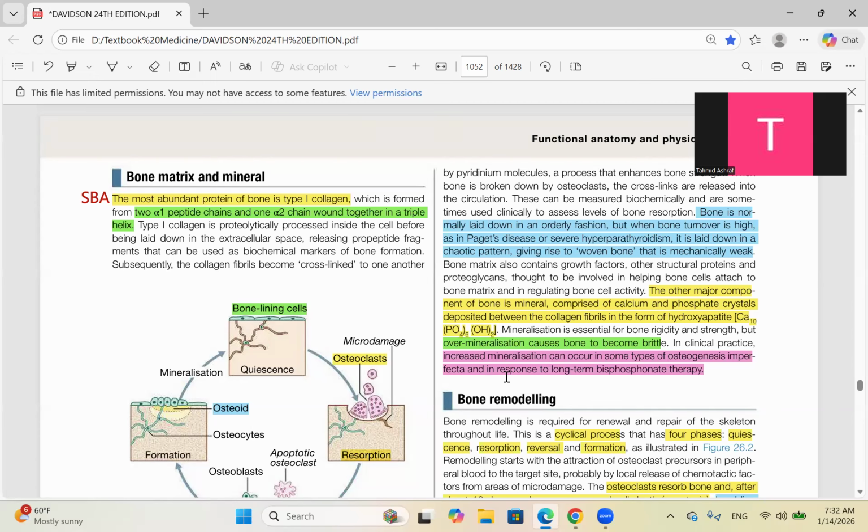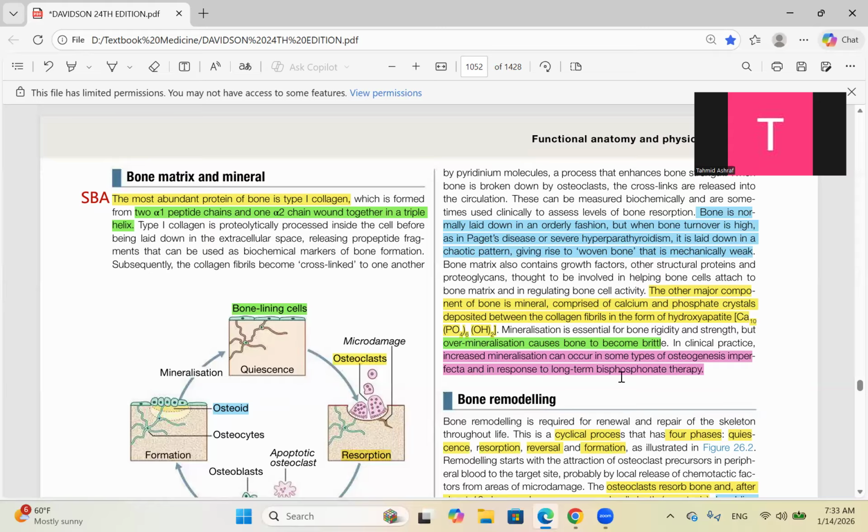So, mineralization. Everything should happen up to an optimum level. If there is overproduction of anything, that is also not good. If there is underproduction of anything, that's not good. So, over mineralization of bone is also not beneficial to us. Over mineralization causes bone to become brittle. So, increased mineralization can occur in some types of osteogenesis imperfecta. We will study about this topic later.